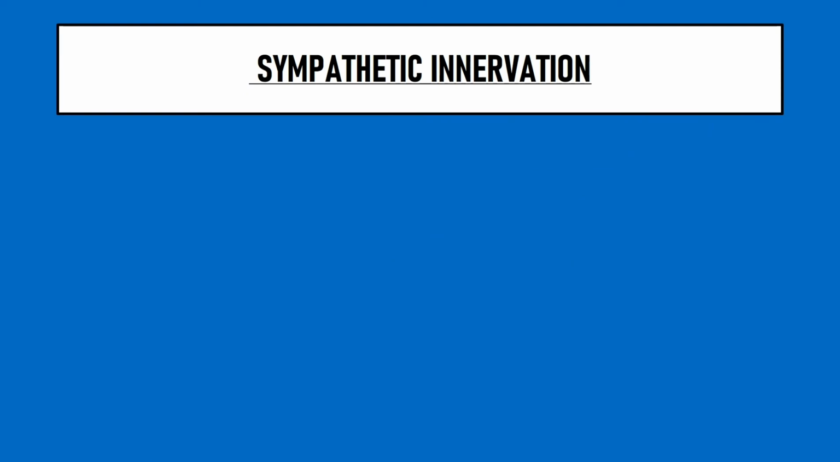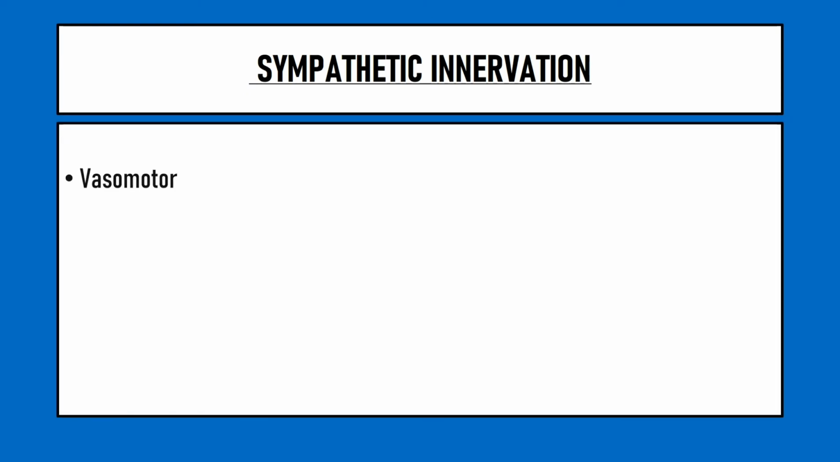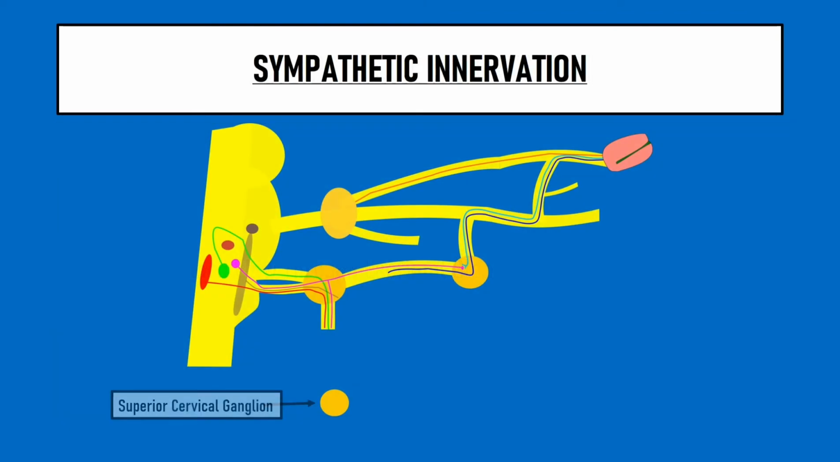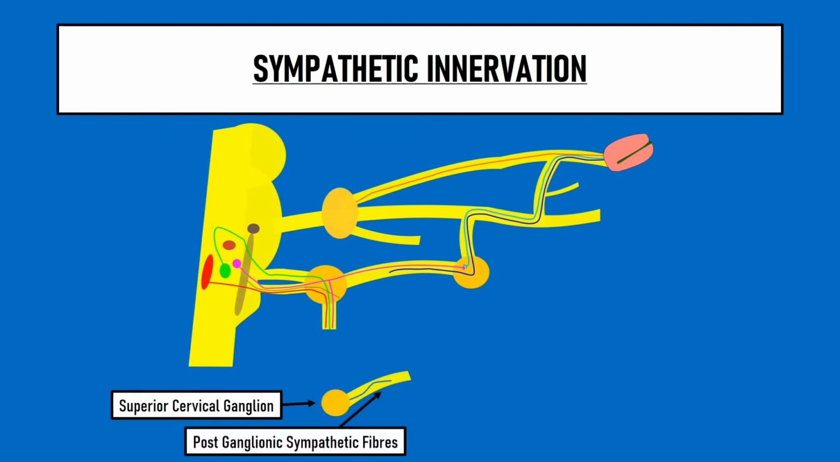Sympathetic innervation. Sympathetic fibers are vasomotor. They regulate the blood flow through the lacrimal gland. Sympathetic fibers emerge from the superior cervical ganglion located in the thoracic region. These fibers are postganglionic fibers because they have already synapsed in the superior cervical ganglion.